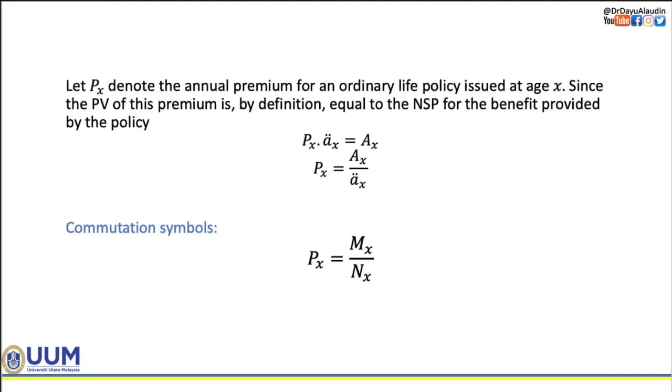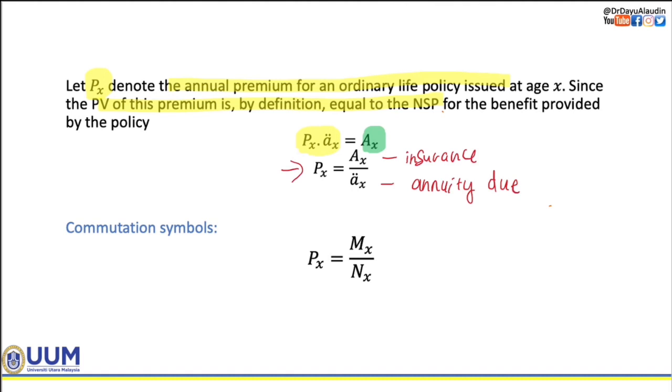Let Px denote the annual premium for an ordinary life policy issued at age x. Since the PV of this premium is by definition equal to the NSP for the benefit provided by the policy, this is the premium part times the annuity, and this is for insurance. So actually the premium Px is equal to Ax over annuity due. This is for insurance and this is for annuity due, for the whole life case. When we use the commutation function, Px is equal to Mx over Nx.